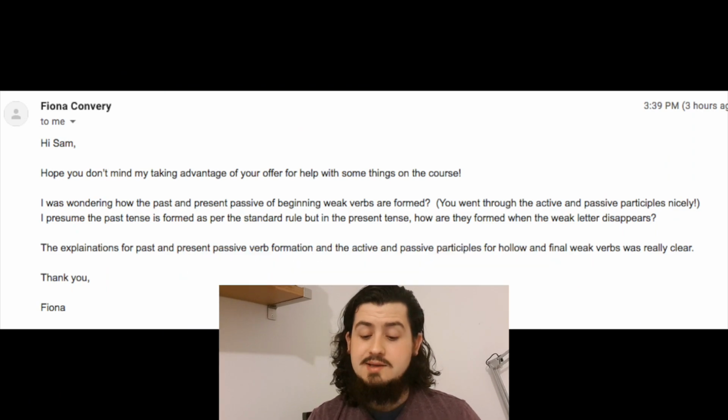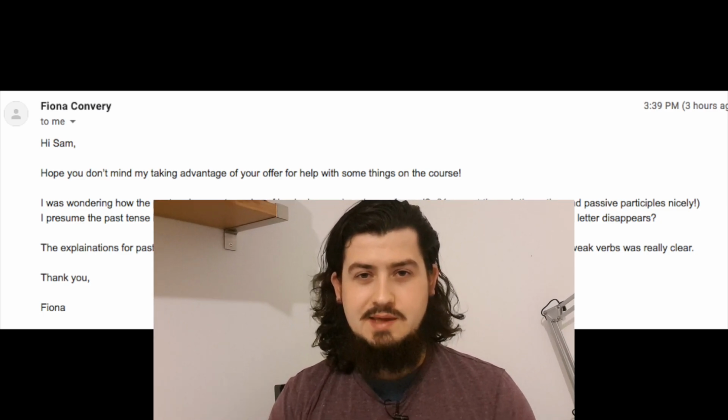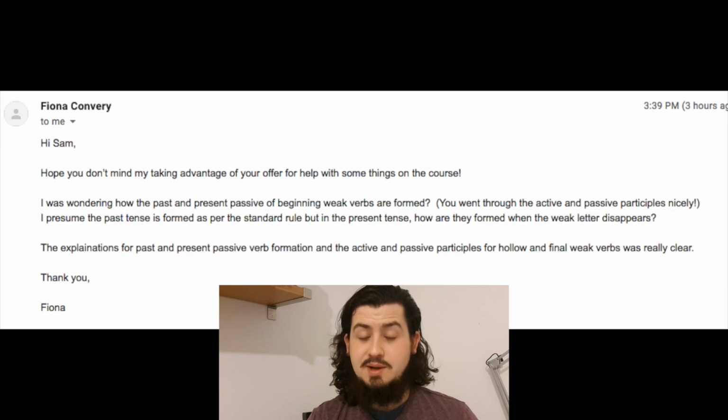"I was wondering how the past and present passive of beginning weak verbs are formed." For those of you who are not on the program, beginning weak verbs are verbs that have a vowel at the beginning, verbs like wajada, wasafa, waqa'a, wada'a, and verbs like that. "You went through the active and passive participles nicely, thank you very much. I presume the past tense is formed as per the standard rule."